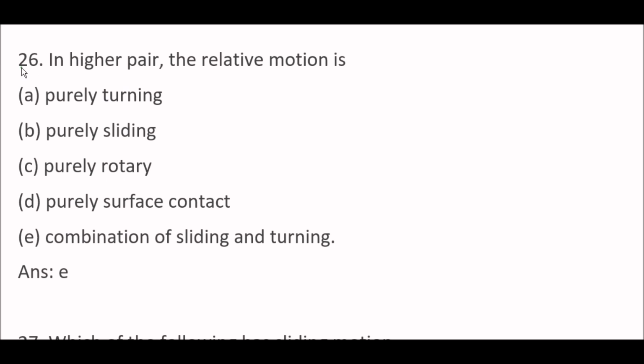Next question. In higher pair, the relative motion is: option A, purely turning; option B, purely sliding; option C, purely rotary; option D, purely surface contact; option E, combination of sliding and turning. And here right answer is option E, combination of sliding and turning. Okay, so in higher pair the relative motion is combination of sliding and turning.